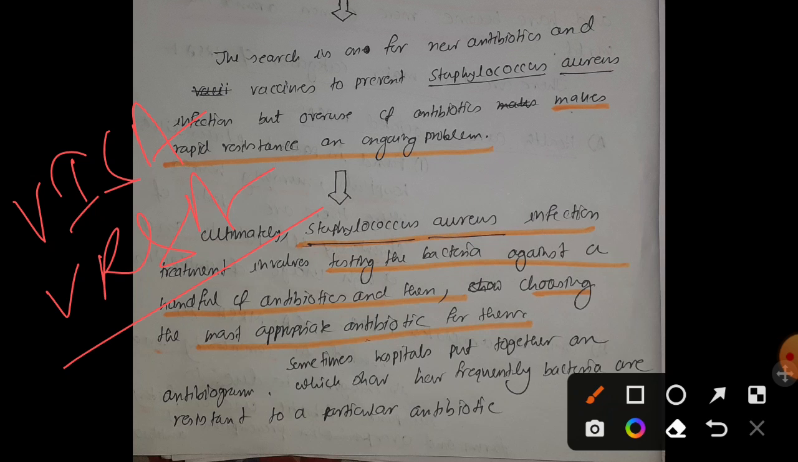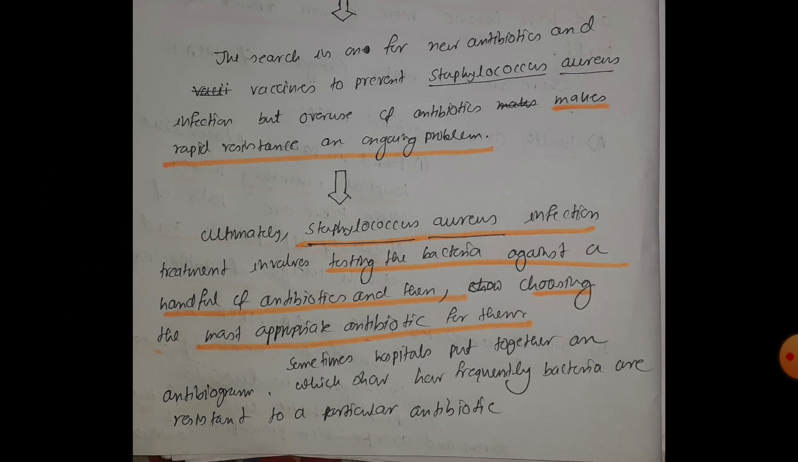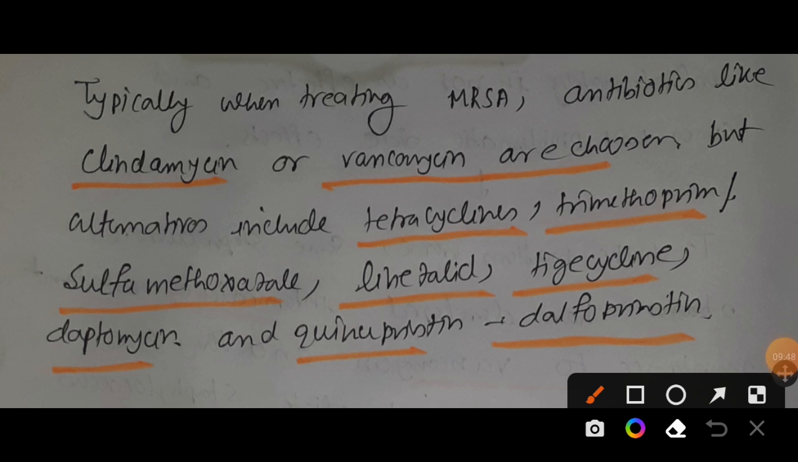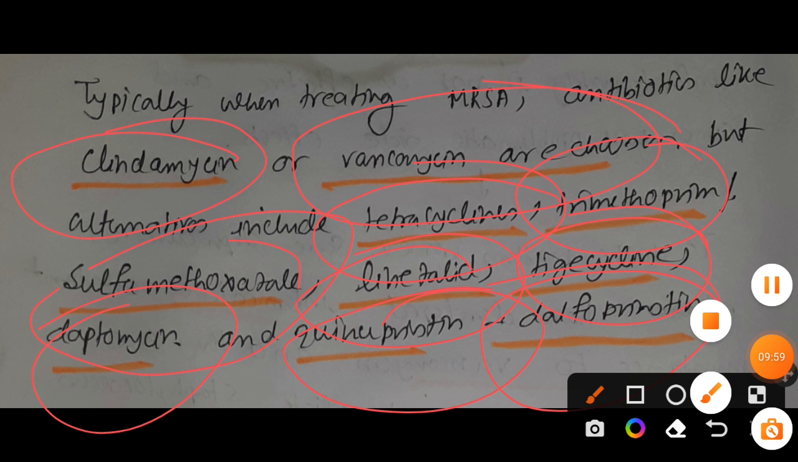Okay, so nowadays scientists test the microorganism against a handful of antibiotics, and we are trying to find out which antibiotic will be useful for that particular type of microorganism. Sometimes we are also using antibiogram for that purpose, and in most cases when we are treating MRSA we use clindamycin, vancomycin, but alternatives also include tetracycline, trimethoprim, tigecycline, linezolid, sulfamethoxazole, daptomycin, quinupristin, and dalfopristin.